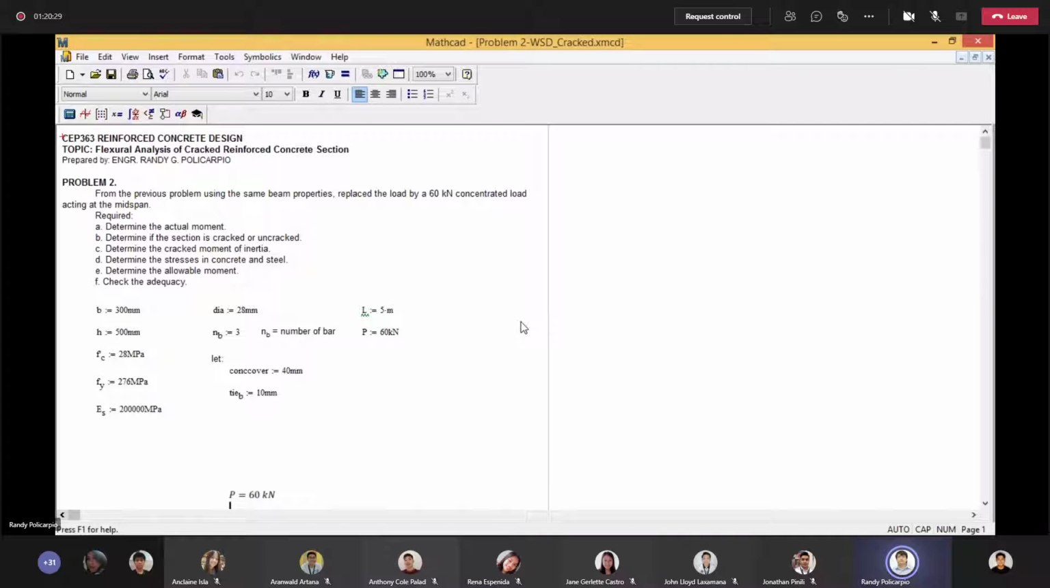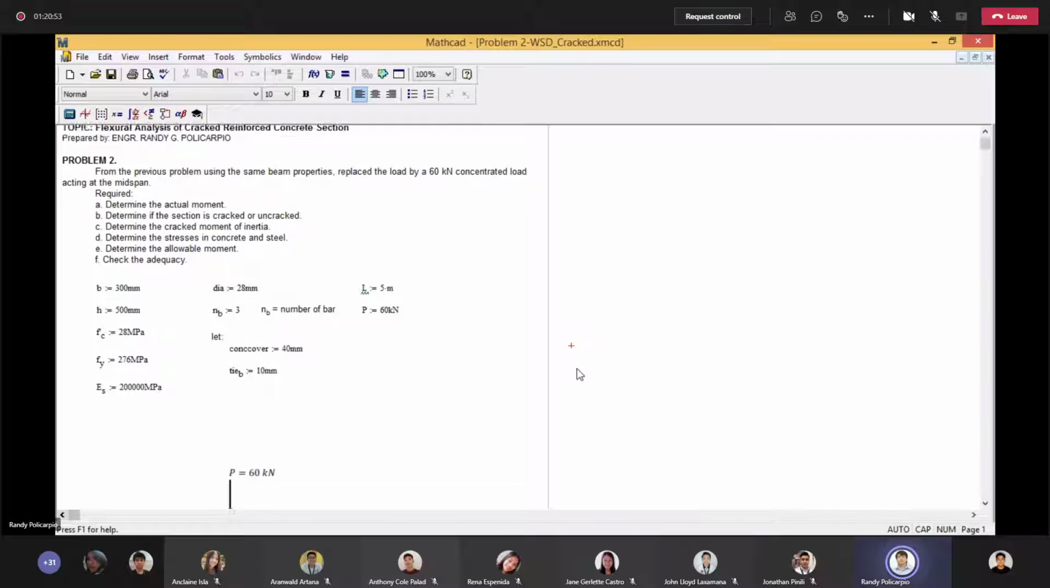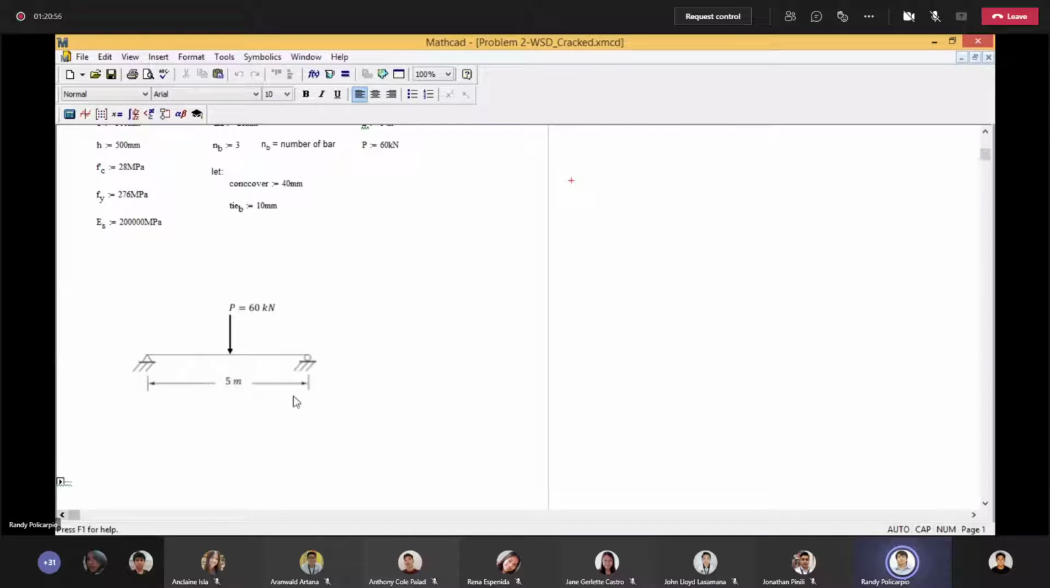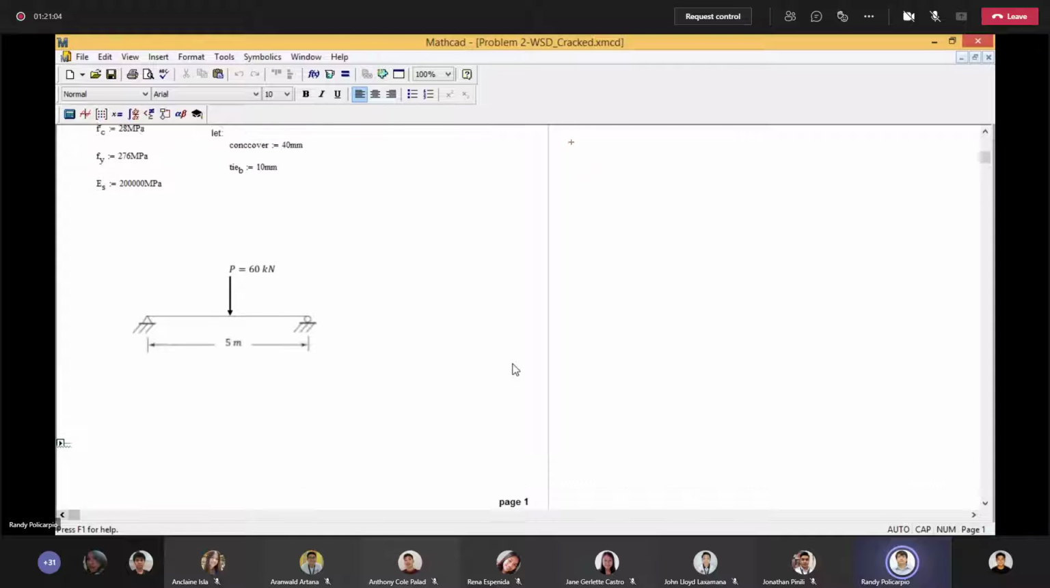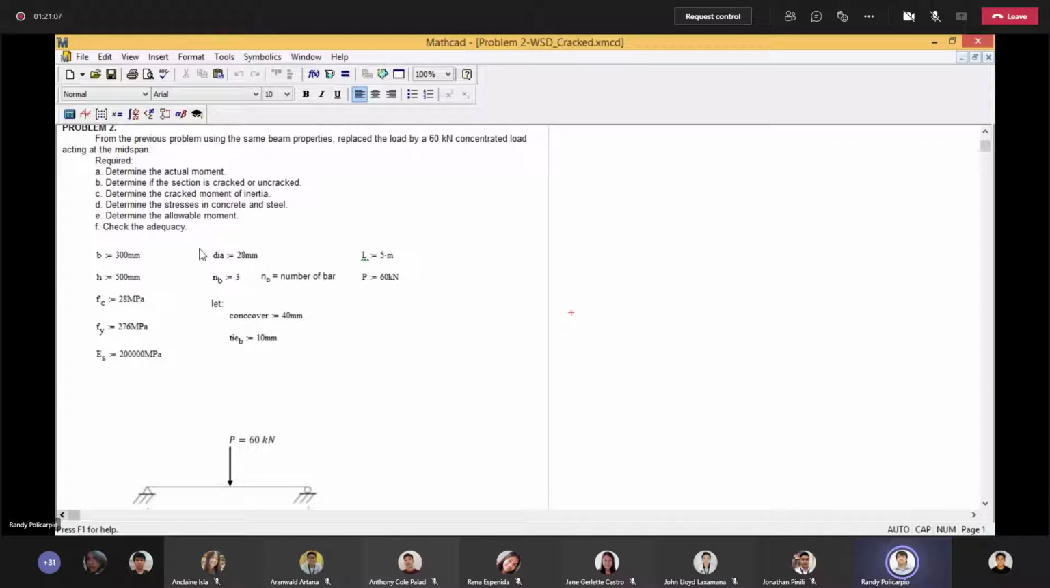Yung next problem natin is a crack section. Okay, crack section naman tayo. So ano yung bago dito? Ano yung pinalitan? So same beam, same section, only differ in the load. Ang load ngayon dito ay concentrated load 60 kN. Ito ngayon yung ating beam. So same beam, same section, so same lahat. Pera lang yung load. So ang gagawin natin ngayon, same requirement. Pareho yung requirement natin.